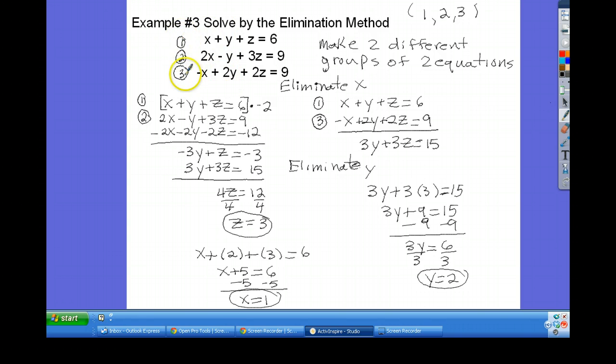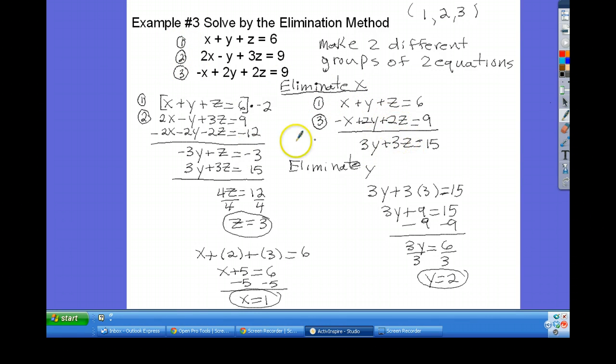We started out, we numbered them 1, 2, 3, and then we made two different groups of two equations with the idea of eliminating the same variable in both groups. So it looked good to me to eliminate x, and I grouped 1 with 2. Here we eliminated x and got this. And we grouped 1 with 3, and we eliminated x and got this equation.